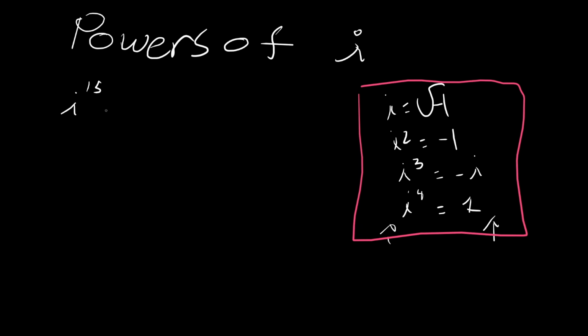I'm going to try and say, how many times can I get 4 into there? And it's okay if you're not sure at the start. Well, I know 12 fits into there. So maybe i to the 12 times i to the third, because 12 plus 3 is 15. And well, i to the 12th, that's a multiple of 4, and I know that any multiple of 4 is just going to go away. It's going to turn into a 1 times i to the third power.